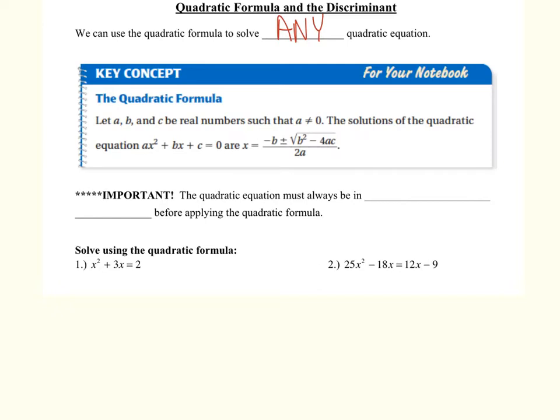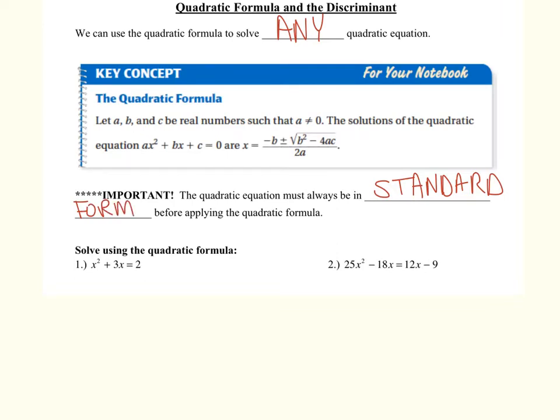So recall the quadratic formula. Let a, b, and c be real numbers such that a does not equal 0. The solutions of the quadratic equation ax squared plus bx plus c equals 0 are x equals the opposite of b plus or minus the square root of b squared minus 4ac, all divided by 2a. Important! The quadratic equation must always be in standard form before applying the quadratic formula.